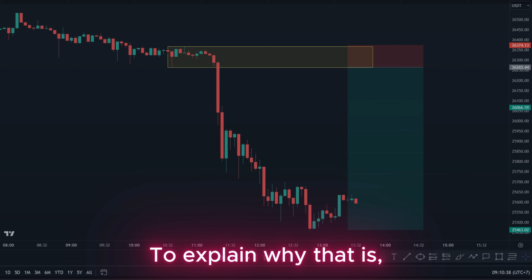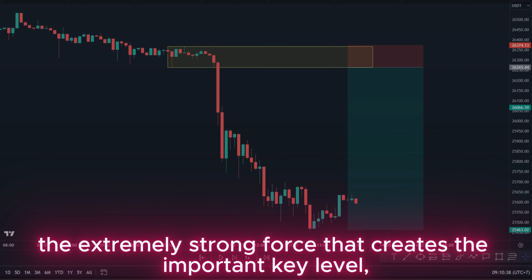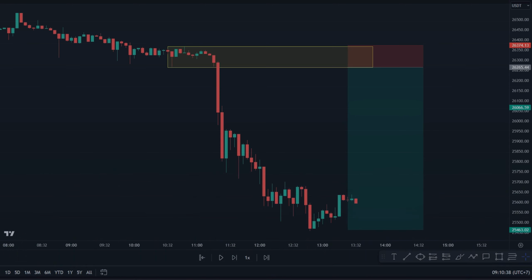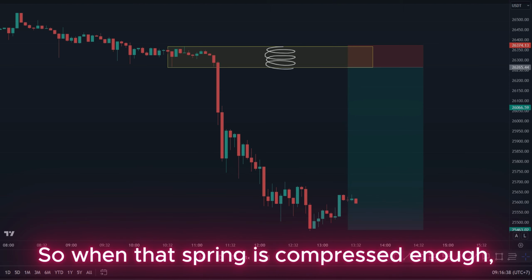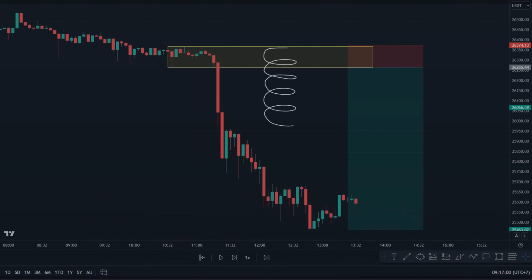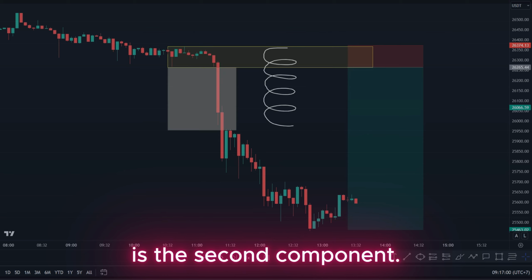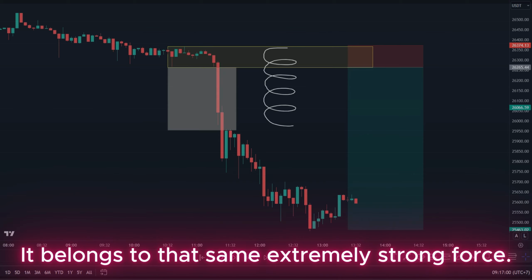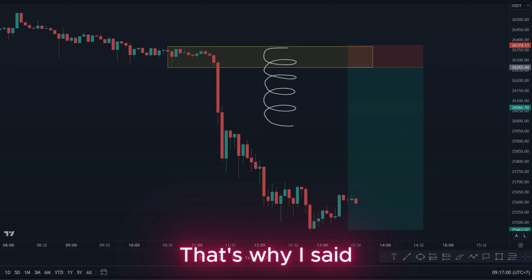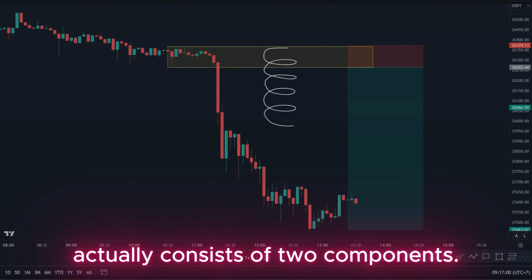To explain why that is, to make it easier to visualize, you can imagine the extremely strong force that creates the important key level as a compressed spring inside this box. When that spring is compressed enough and breaks through the box, it still has momentum, it still has inertia before it stops. That part of the inertia before it stops is the second component. It belongs to that same extremely strong force. That's why I said, the extremely strong force that creates that key level actually consists of two components.